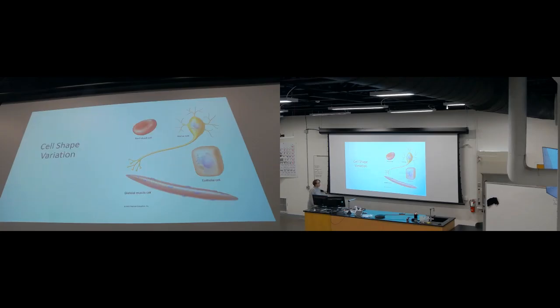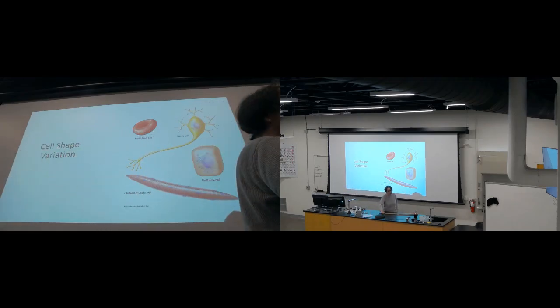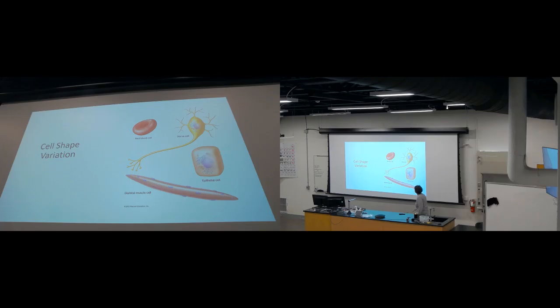So here we have examples of cell shape variation. So with this cell shape variation, we can perform different functions. So for instance, this is a long cylindrical cell that has banding pattern. So this is a skeletal muscle cell. And this skeletal muscle cell contracts or shortens so that we can perform movement. So that's a function of these skeletal muscle cells.